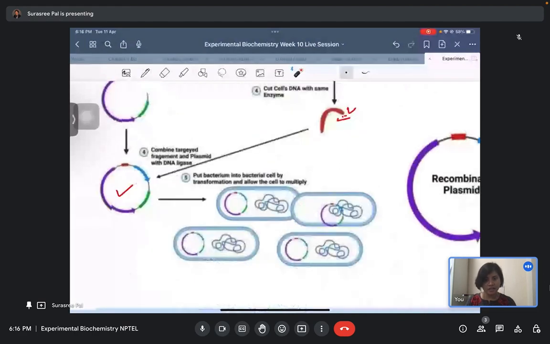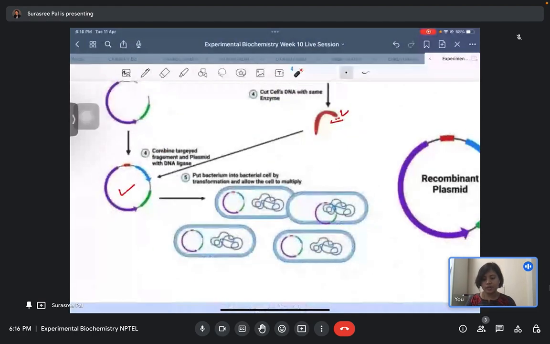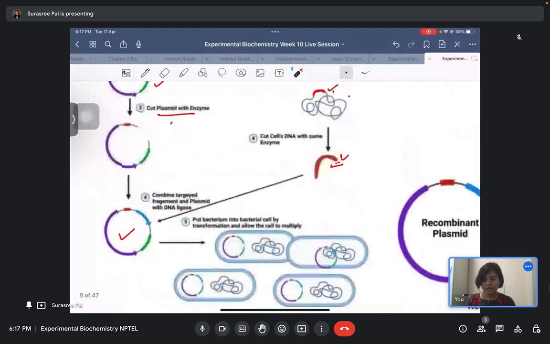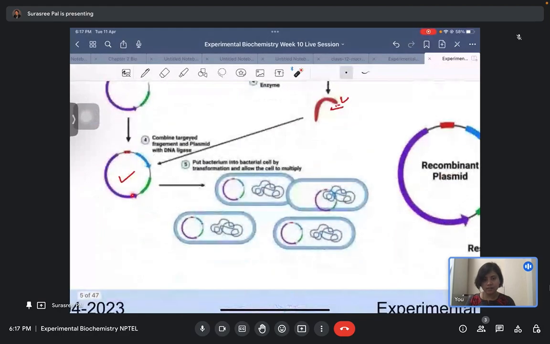This is the process of ligation, and then we put this ligated plasmid. So this plasmid is now again circular. When it was cut, it became linear, but when it is joined again with ligase, it has become circular again. Now this circular plasmid is transferred to a bacterial host. This is called transformation.